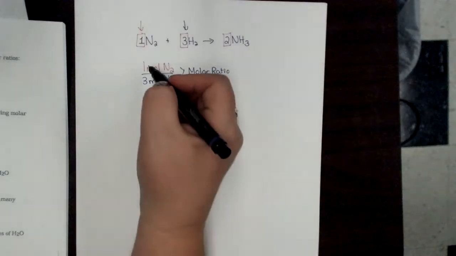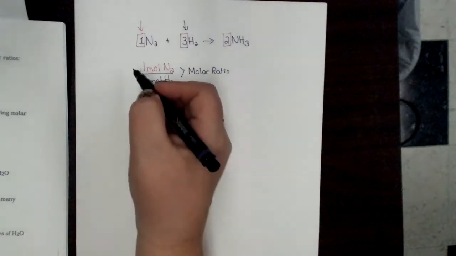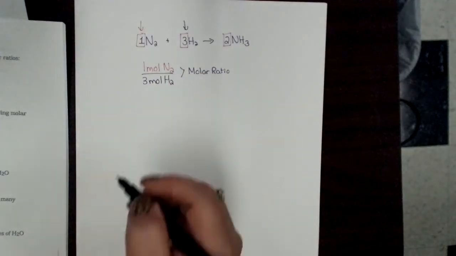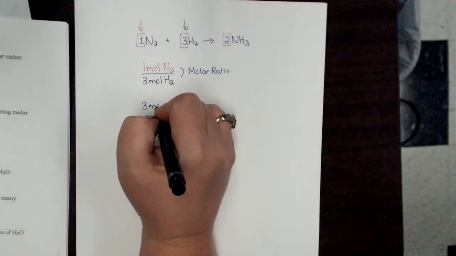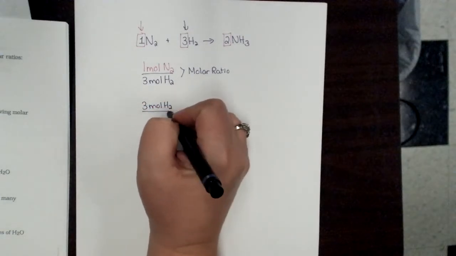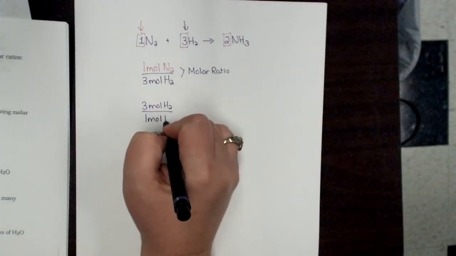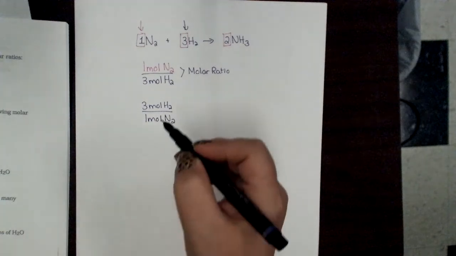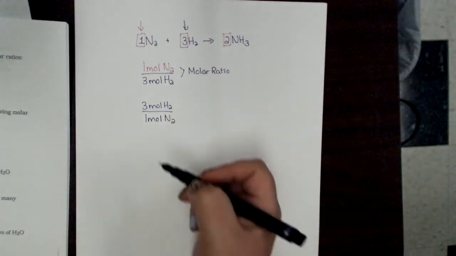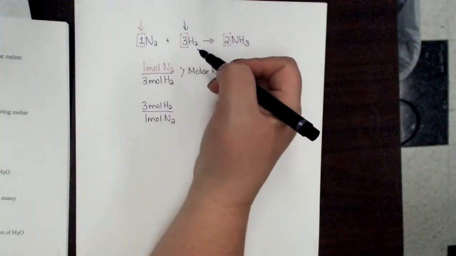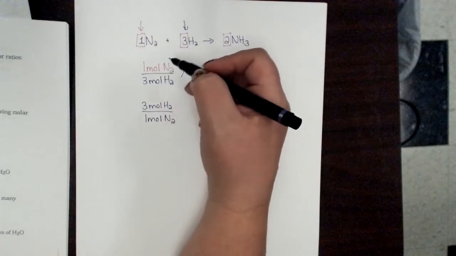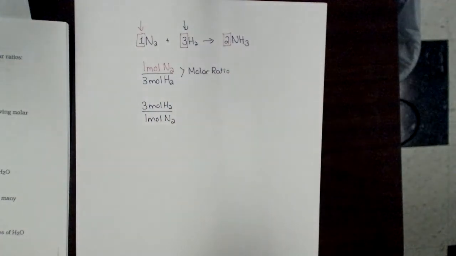And I can write this as 1 mole of N2 over 3 moles of H2, or I could write it as 3 moles of H2 over 1 mole of N2. So I can flip it if need be. It doesn't change this relationship, but it allows me to manipulate this ratio.